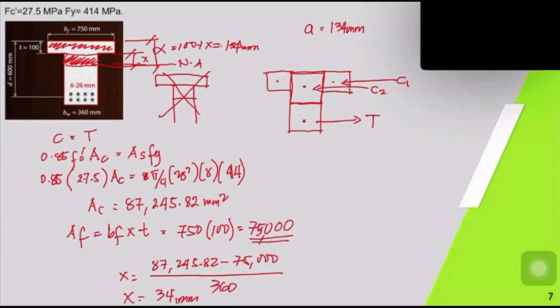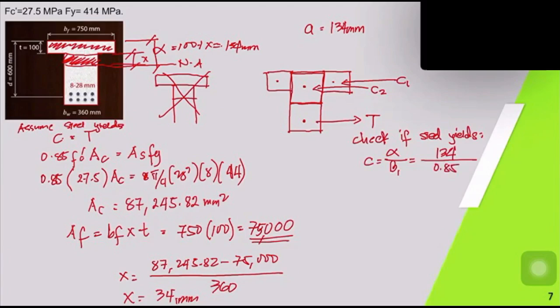So we have alpha is 134 mm. So we check if steel yields. So dito pala, nakalimutan natin, assume steel yields. So check if steel yields. So we have C equals alpha beta 1. The value of alpha is 134. The value of beta 1 is, since fc prime is less than 28, 0.85 pa rin. So your C equals ilan?